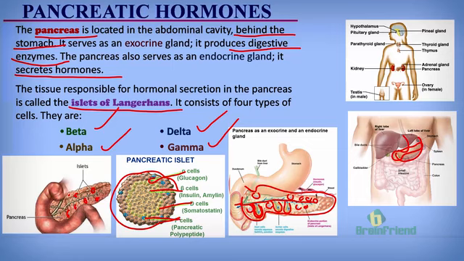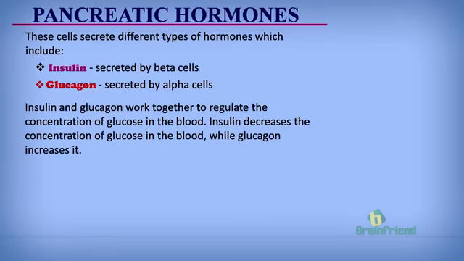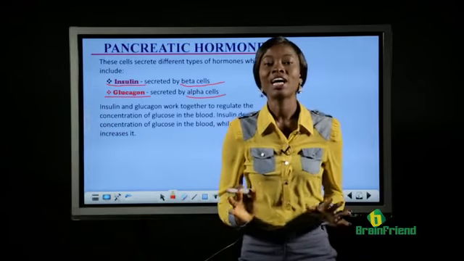All of these cells in the islets of Langerhans secrete different types of pancreatic hormones. Examples of hormones secreted by the pancreas are insulin and glucagon. All of these different cells secrete different types of hormones. Insulin is secreted by the beta cells, while glucagon is secreted by the alpha cells. Insulin and glucagon are friends.